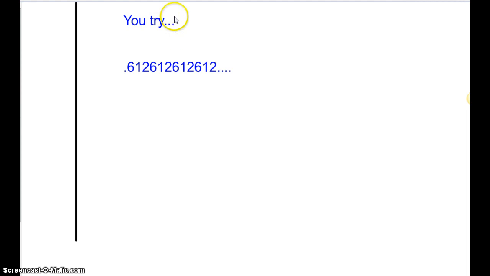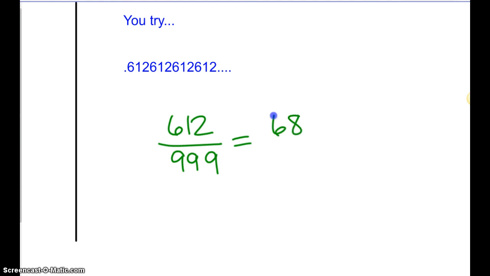So let's try a couple more. You try. 0.612, 612, 612. Try it real quick, pause, and then come back to me. All right, 612 is what I've got. Tenths, hundredths, thousandths. So I go 9, 9, 9. Now this one can simplify. How do I know? 6 plus 1 plus 2 makes 9. So that means 9 goes into this. 9 goes in here 68 times. Goes in here 111 times. We'll practice some of this, but I just want you to see the concept, and we'll go from there.